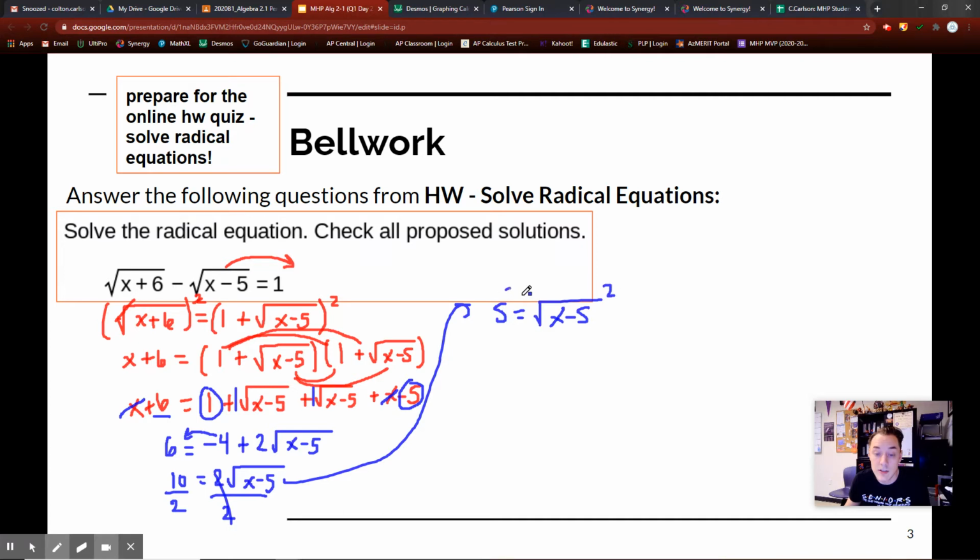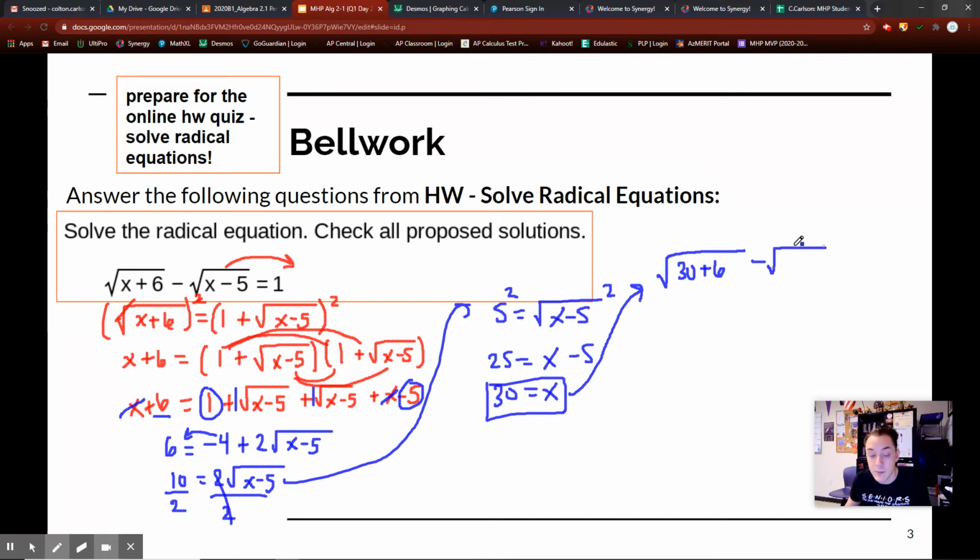I'm going to square both sides. So this equals 25, and on the right side is x minus 5. Add the 5 over, so that is 30 equals x. This so far is my tentative solution. Now I'm going to plug it into my original equation to check it: radical 30 plus 6 minus radical 30 minus 5 equals 1.